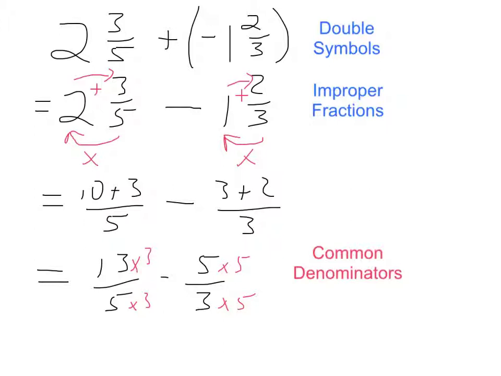Thus, our final becomes 13 times 3, which is 39, over 5 times 3, which is 15, and we minus the 5 times 5, which is 25. 3 times 5 is 15. We simply then subtract the numerators while keeping the denominator the same, and therefore our final answer is 14 over 15.